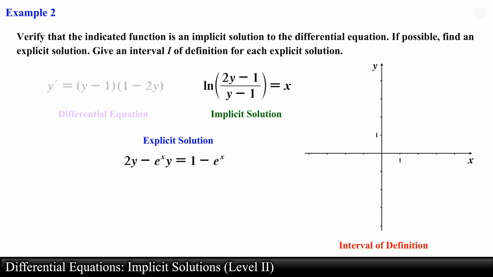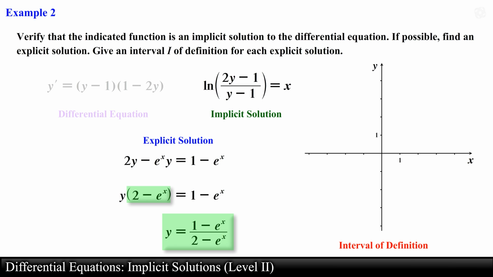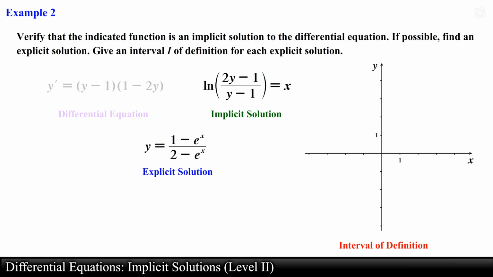At this point, it's just a matter of factoring out the variable y from the left-hand side of the equation. Then we solve for the variable y by dividing both sides by the quantity 2 minus e raised to the power of x. Doing that, we obtain the following explicit solution. So we were lucky that we actually found an explicit solution to the differential equation.